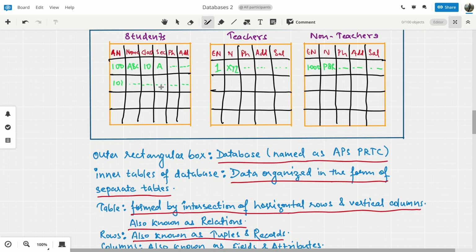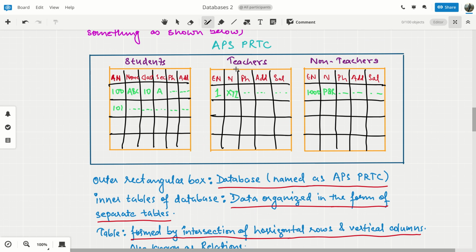And she also put on the markings as to what is the underlying concept, so that I understand it in a better way. So she said the outer boundary, or the outer rectangular box, is to be imagined as our school. That is all the data of our school. And this outside boundary, which she was referring to as the database, she named it as APSPRTC. So this outer boundary refers to the entire collection of data of our school.